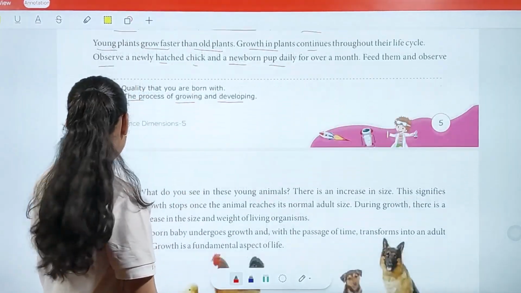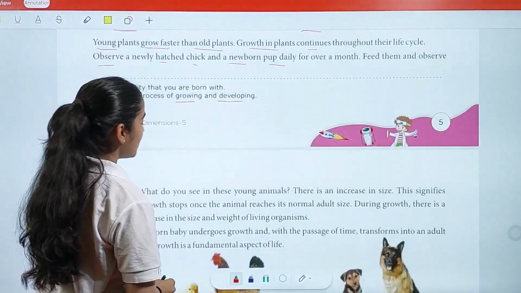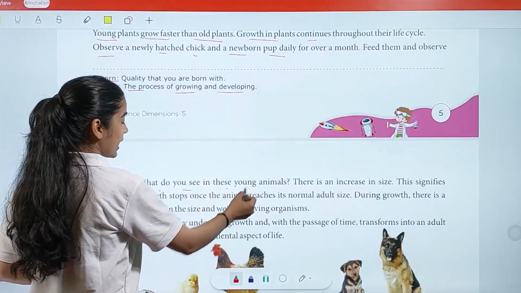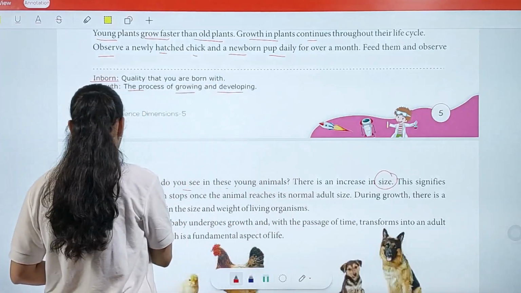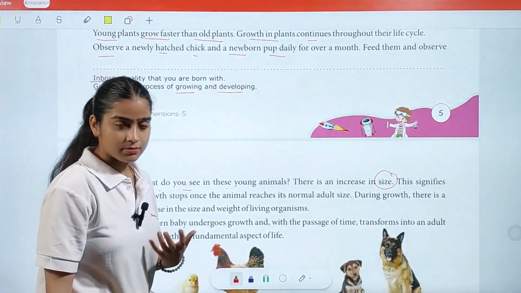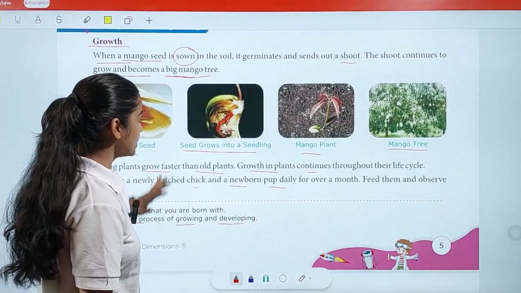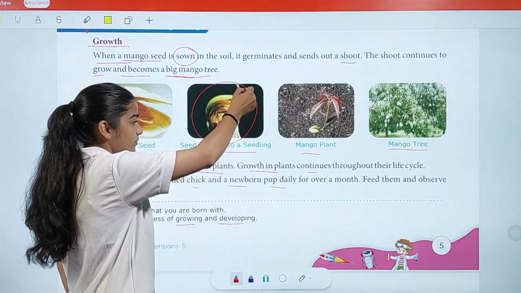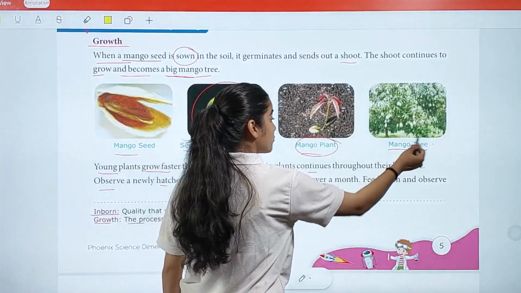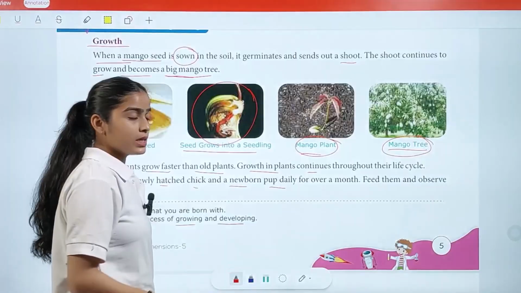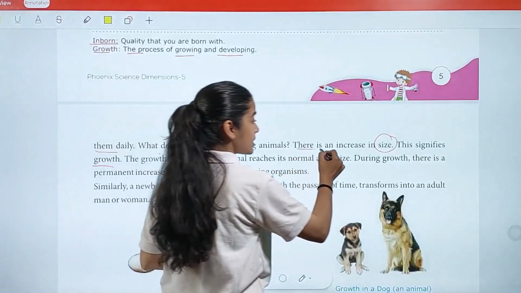Okay, now feed them and observe them daily. What you see in these young animals is an increase in size. This signifies the growth. We generally mean by growth, the growth in size. For example, when you see this mango seed, what is this? It is a small seed. Further, it becomes longer, means it becomes a mango plant, and further it becomes a giant mango tree. So what we see here is that the size is changing. Okay, so growth means there is an increase in size.